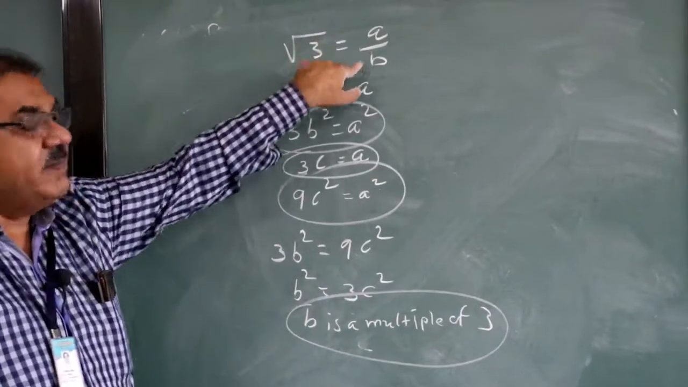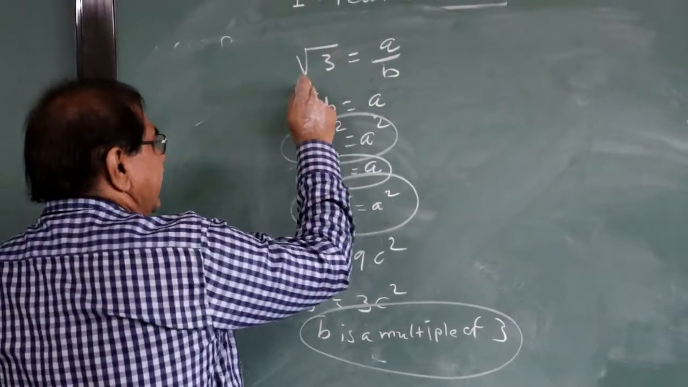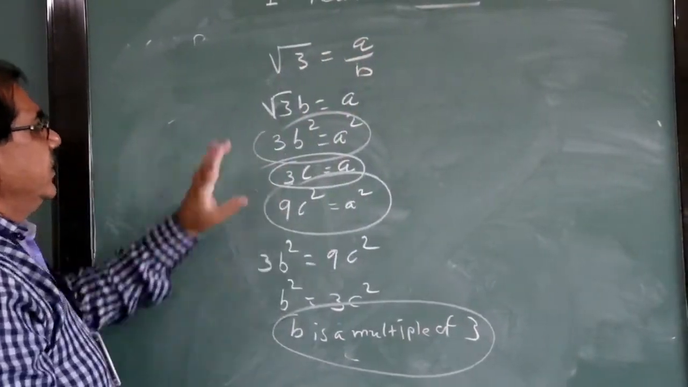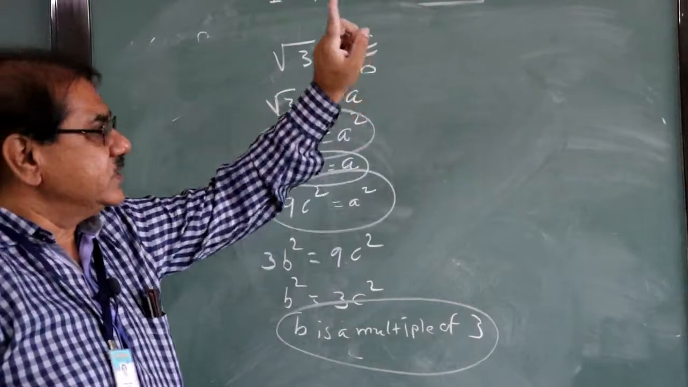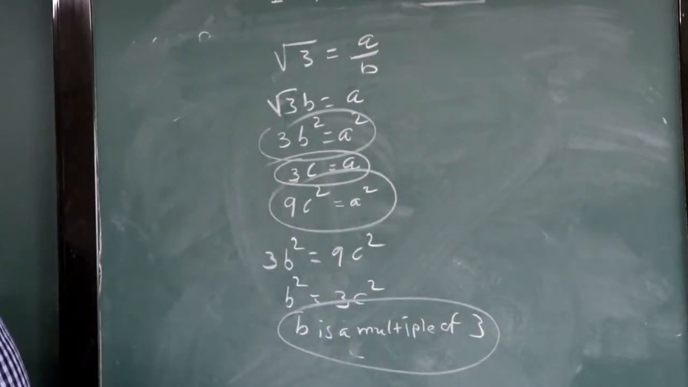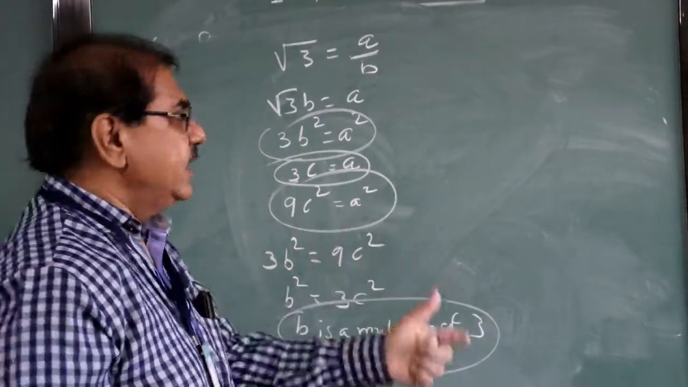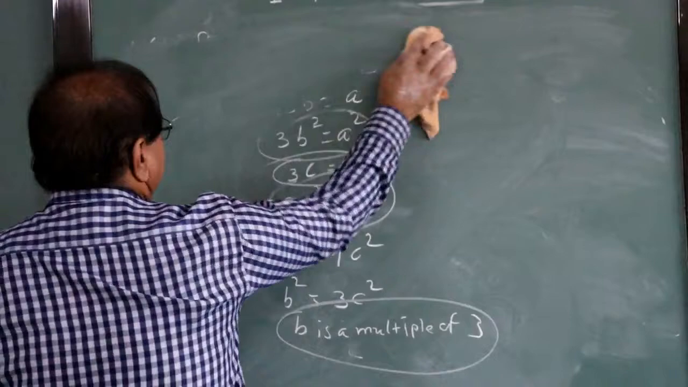So how can I say A and B are co-prime? So our assumption is wrong, that we assume root 3 is a rational number. So root 3 cannot be a rational number. So root 3 is an irrational number. So this is how you can give the proof for root 2, root 3, root 5, root 7 to be irrational numbers.